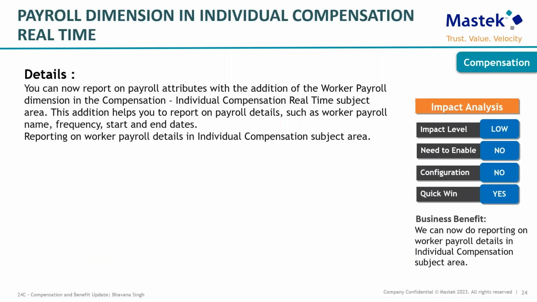Moving on to the last feature for the benefits and compensation 24C updates, this is the payroll dimension in individual compensation real time. We can now report on payroll attributes with the addition of the worker payroll dimension in the compensation individual compensation real time subject area. This feature is a reporting feature. This addition helps you to report on payroll details such as worker's payroll name, frequency, start and end date.